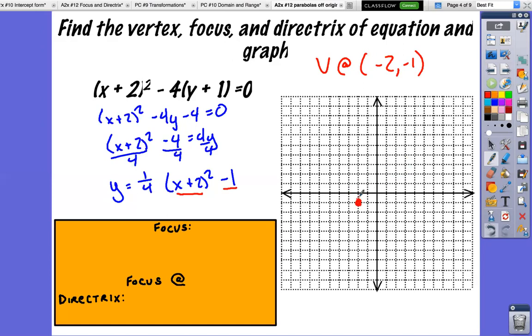And she said she knows that it opens up. So she knows it's going to look something like this, right? Which means my focus has to be somewhere up here. My directrix has to be somewhere down here. So any questions about that, first of all? Make sense of what it should look like before you go.